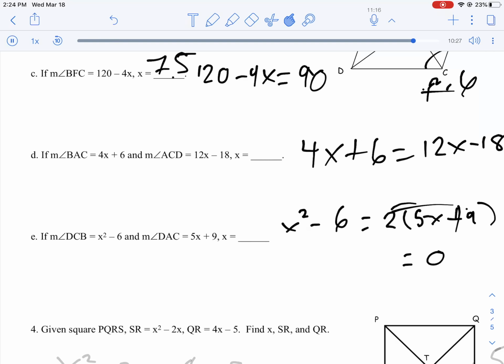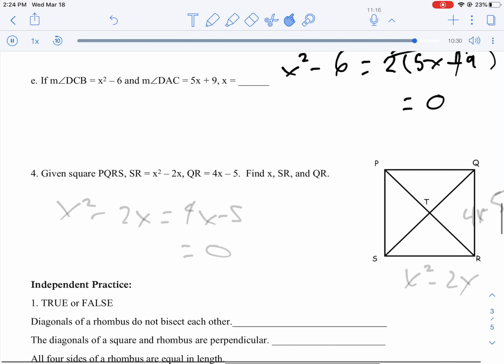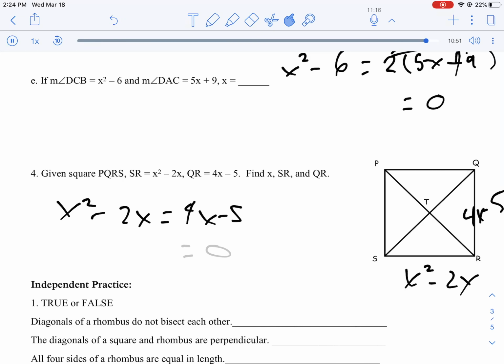Number 4 here, square PQRS. SR is x squared minus 2x. QR is 4x minus 5. Find x, SR, and QR. So again, this is a square, all sides are equal, so you set them equal to each other. Solve for x and then plug it in because they want to know both sides. Again, this is a quadratic, bring everything over so that it's equal to 0, factor, and then you plug it in to find the pieces they want you to find.